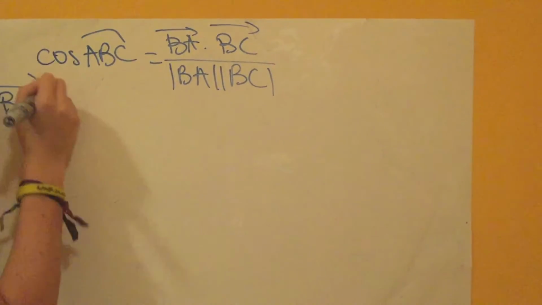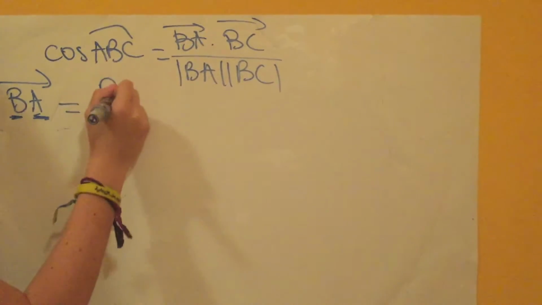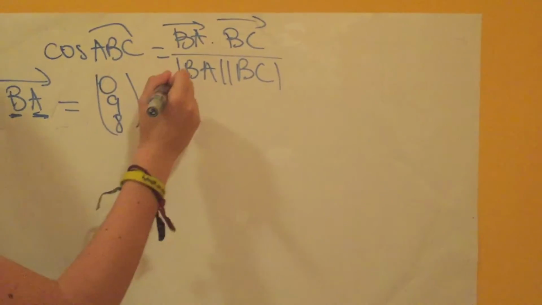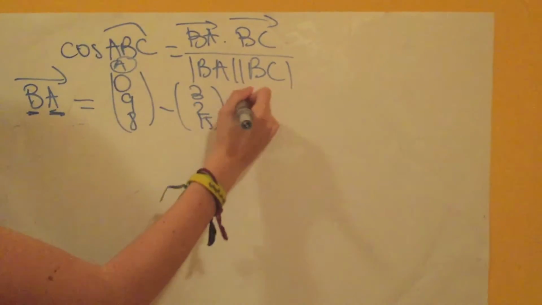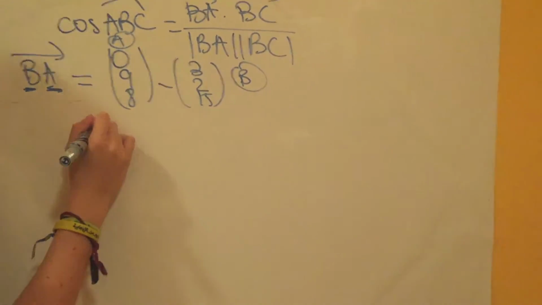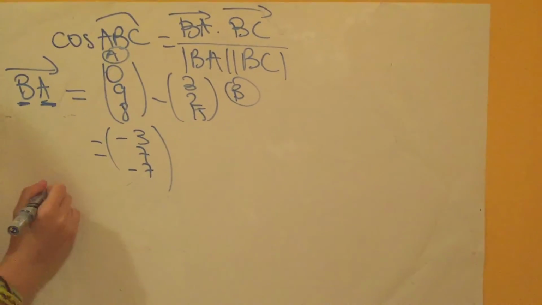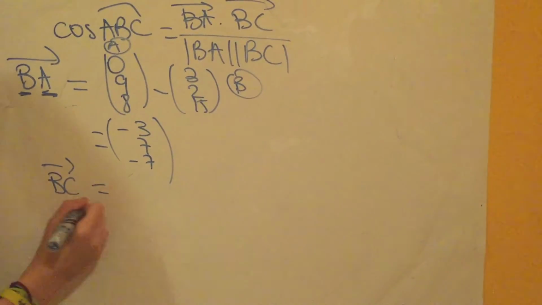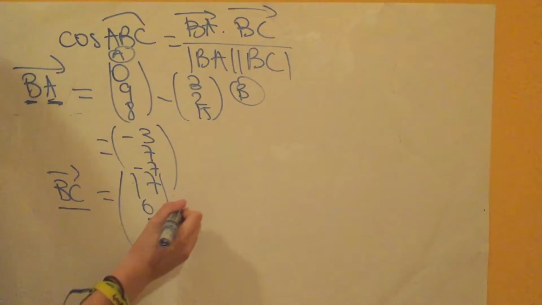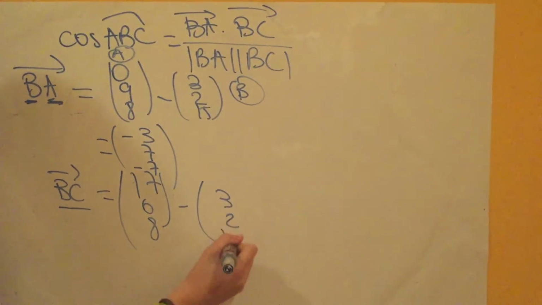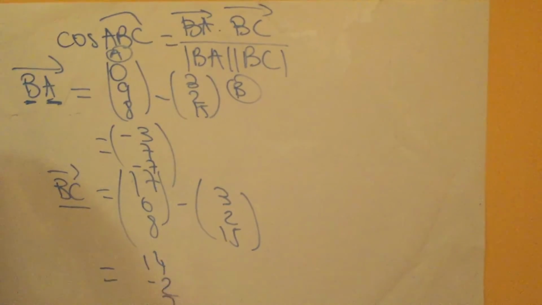So for BA, we have to do the coordinates of A minus the coordinates of B, which are 0, 9, 8, minus 3, 2, 15. Those are the coordinates of A and those are the coordinates of B. The total will give us minus 3, 7, minus 7. We're going to do exactly the same thing for BC. C minus B, which is 17, 0, 8, minus 3, 2, 15, which will give us 14, minus 2, minus 7.